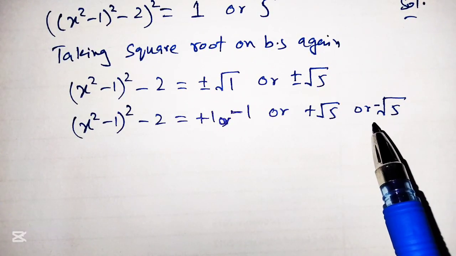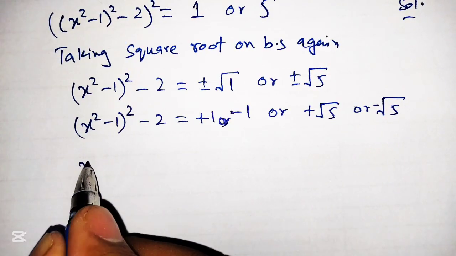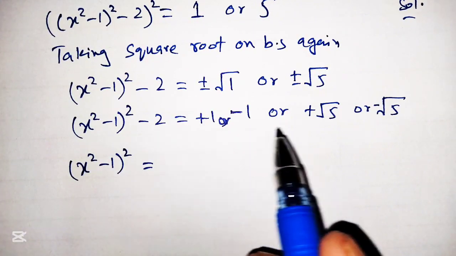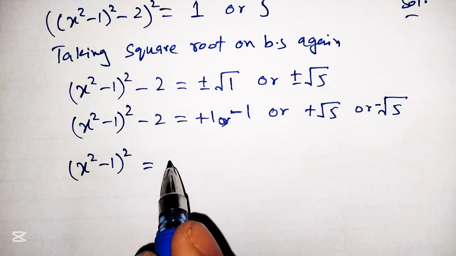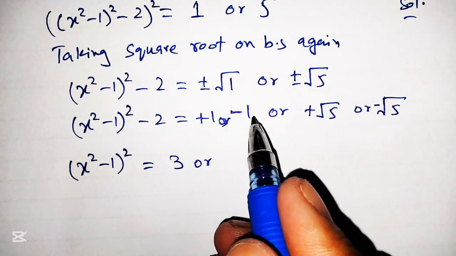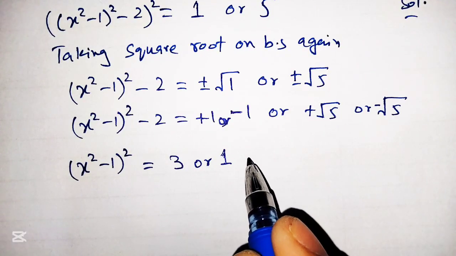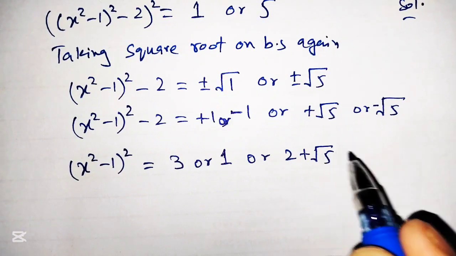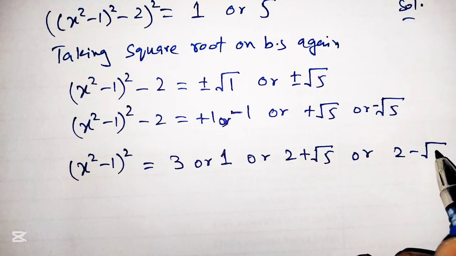These are the four roots, and now we will take this minus 2 towards the right hand side, and we will get x square minus 1 square is equal to, this minus 2 will become plus 2 on the right hand side, and we will get 2 plus 1 is 3, or 2 minus 1 is 1, or 2 plus square root of 5, or 2 minus square root of 5.